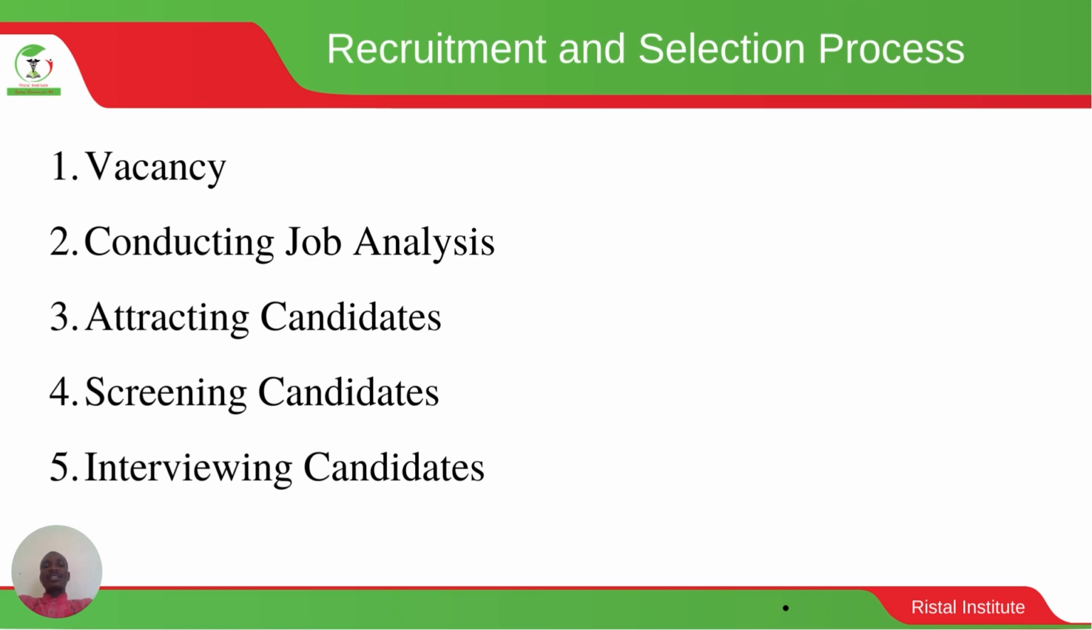Step number four is screening candidates. With screening, you can also talk of shortlisting. Because when you advertise, you receive more than 1,000 or even 2,000 applicants. Now you cannot interview all of them. So what you need to do is what we call the screening. The screening helps you to choose the most competent people who are going to go for the interview. That means out of 1,000 people who have applied for the job, you're going to take only 8, 10 or 15, depending on your recruitment policy.